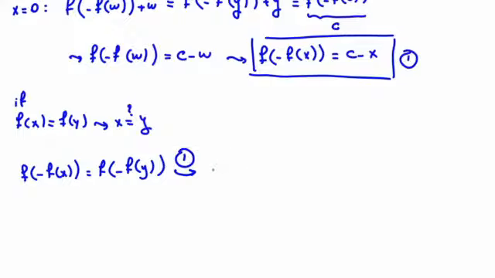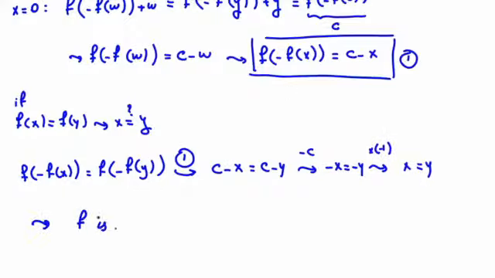And if we apply 1 here, c minus x equals c minus y, we can subtract c, so negative x equals negative y, so if you multiply by negative 1, x equals y. So we conclude f is a 1 to 1 function. Okay, it is the second important thing we've reached here.